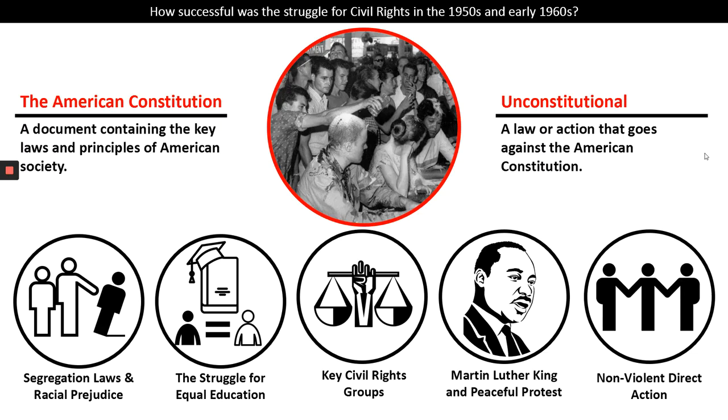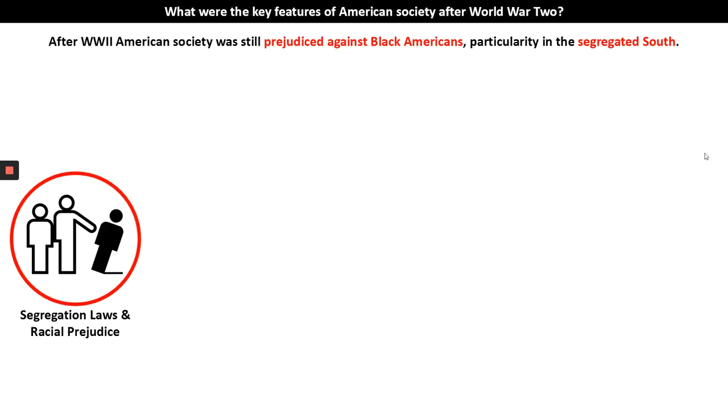Let's start with a bit of background context for the civil rights movement by looking at the segregation laws and racial prejudice that was found in American society in the 1950s. After World War II, American society was still prejudiced against Black Americans, particularly in the segregated South.